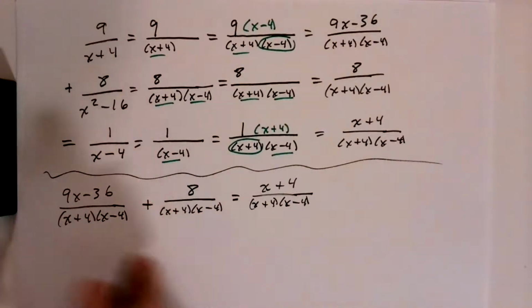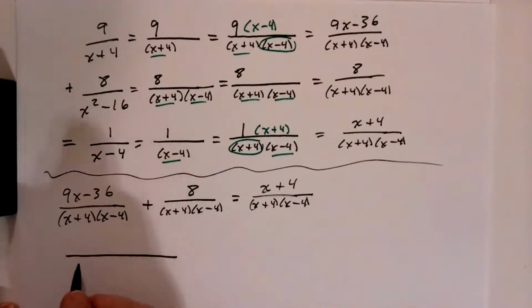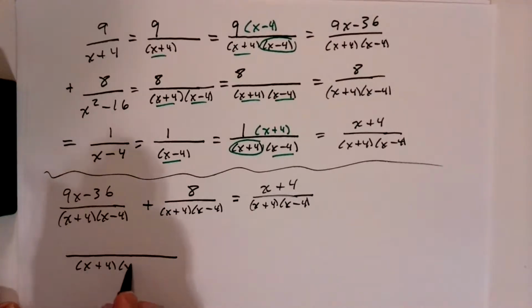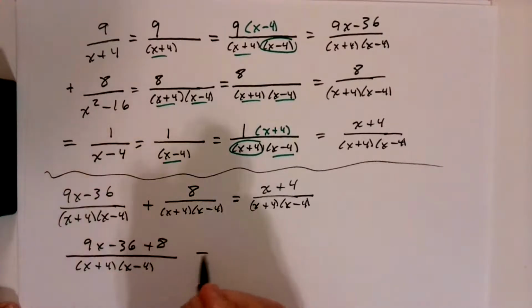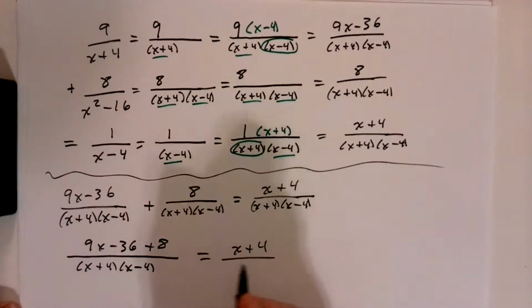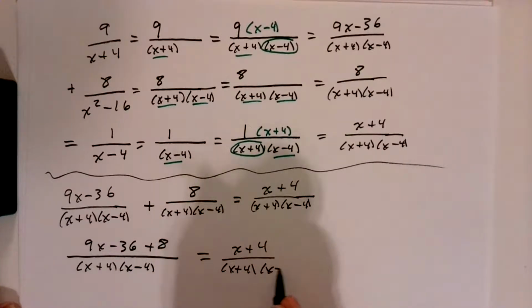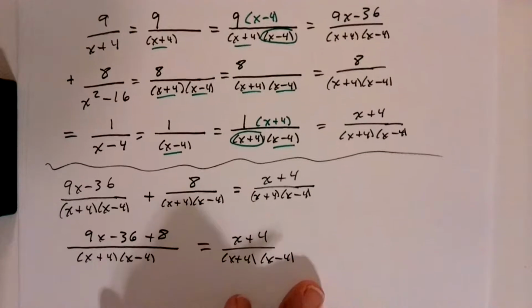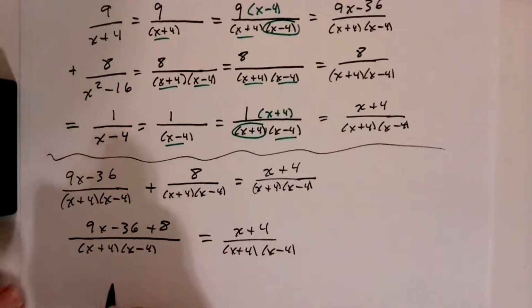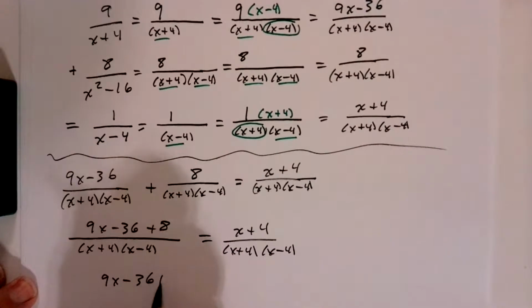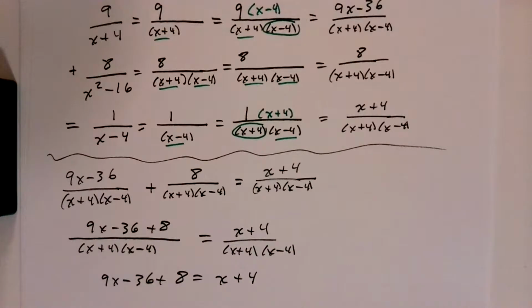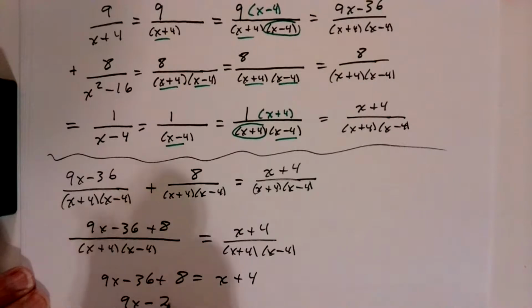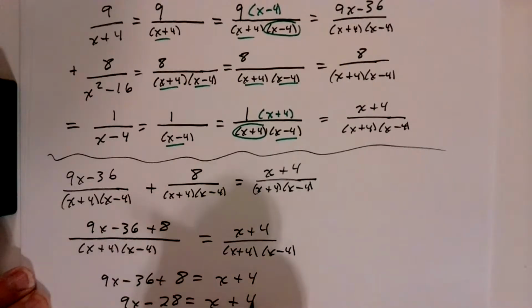So these two things have the same denominator, so I can write it as a single fraction. We're going to have 9x - 36 + 8 equal to x + 4 over (x + 4)(x - 4). The two fractions are equal. The bottoms are equal, so the tops have to be equal. So 9x - 36 + 8 has to equal x + 4. Negative 36 plus 8 is negative 28. So 9x - 28 equals x + 4.